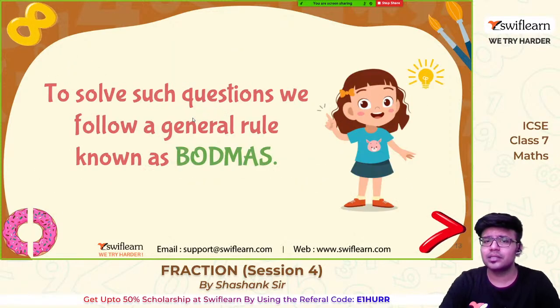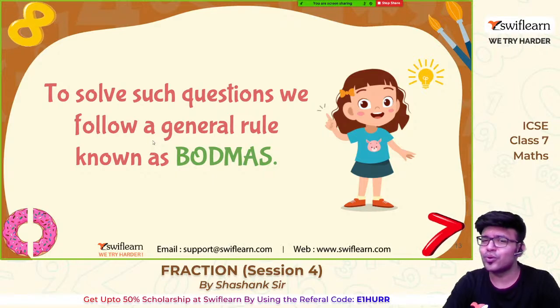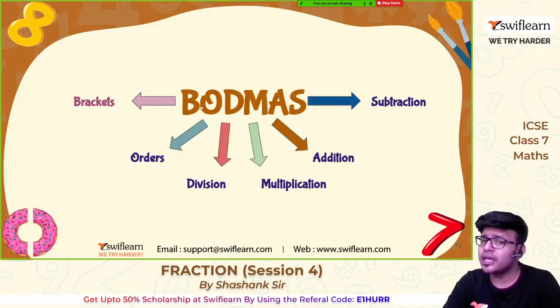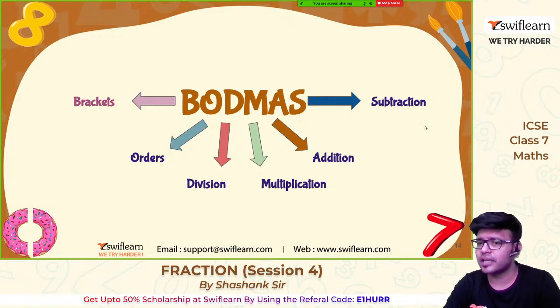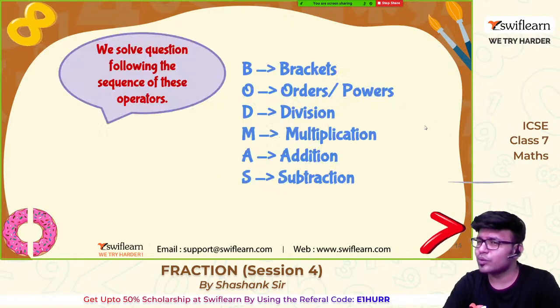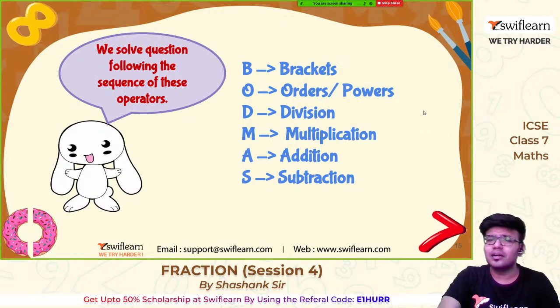Can you guess? To solve such questions, we need to follow a general rule known as the BODMAS rule, where B stands for brackets, O stands for order, D stands for division, M stands for multiplication, A stands for addition, and S stands for subtraction, guys. So solve them using the BODMAS rule, then only you will get the right answer.